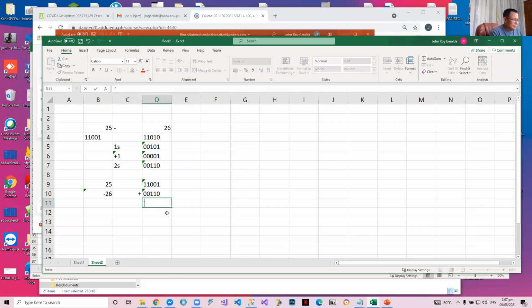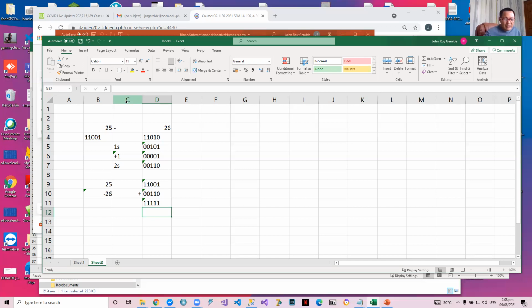Okay. 1 plus 0. This is a 1. And then 0 plus 1. So 1. Then 0 plus 1 is another 1. Okay. Then 1 plus 0. 1 plus 0 is 1 and another 1 plus 0 is 1. So we'll have how many 1s? We'll have 5 1s. Is that correct? 1 plus 0 is 1. 0 plus 1 is 1. 0 plus 1 is 1. 1 plus 0 is 1. And the last carry is a 0.